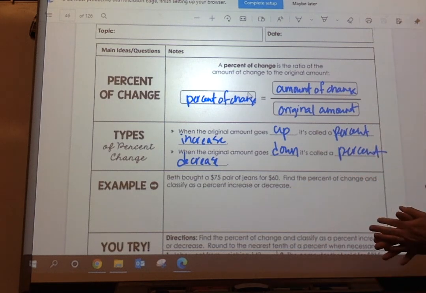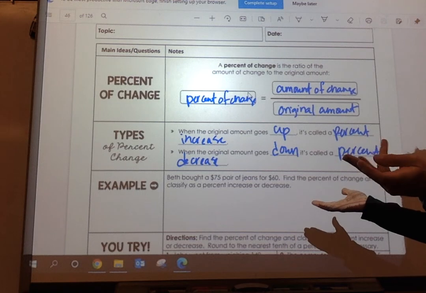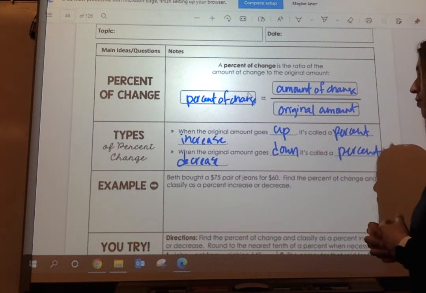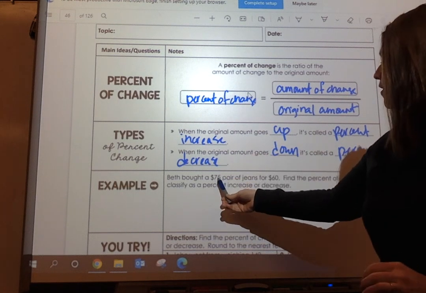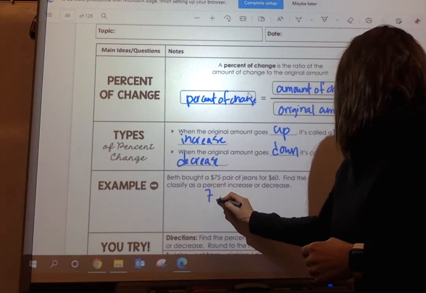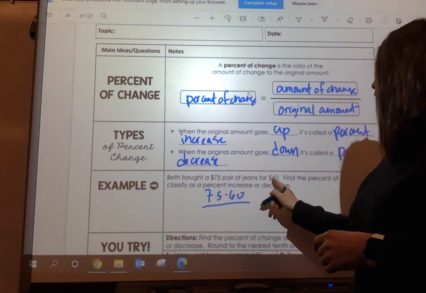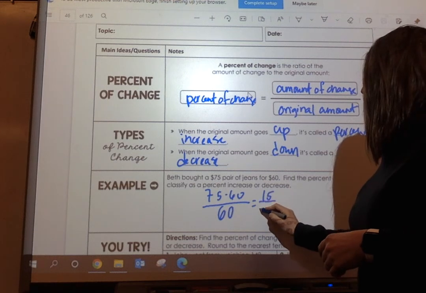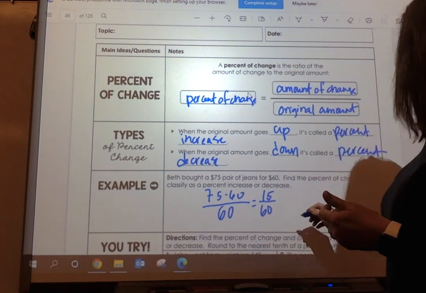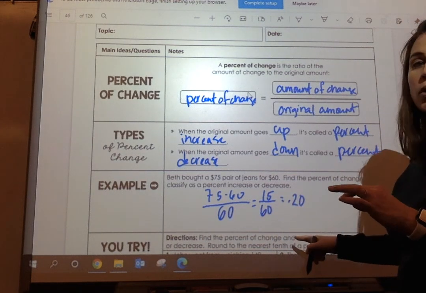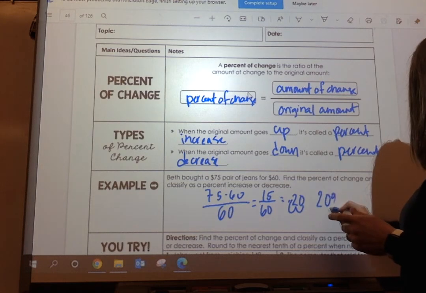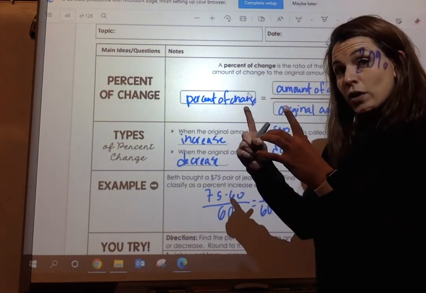So let's take a look at the example. Beth bought a $75 pair of jeans for $60. Find the percent of change and classify as a percent increase or decrease. All right, so it was $75 and she got them for $60. So what is the difference there? The difference of $75 and $60 over the original amount of $75. So 15 over 75, and again, you guys have a calculator. So if you typed in 15 divided by 75, you would get 0.20. Now, remember, I still have to go from decimal to percent, so I'm going to move over twice, and it's 20%. But I'm not finished because is it a percent of increase or decrease?